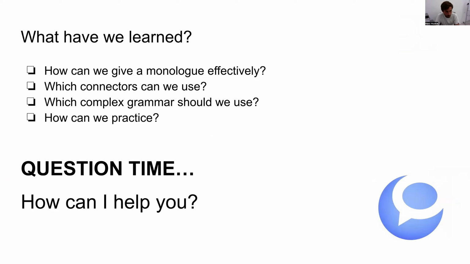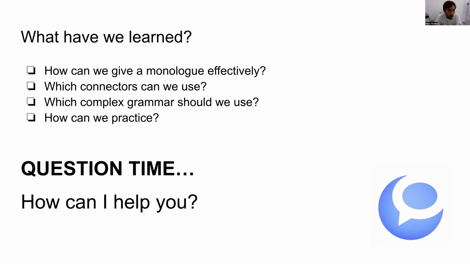Which connectors can we use? We saw a variety of connectors. You must use a wide range of connectors, so 7, 8 different connectors. You also need to use some complex grammar. So which complex grammar can you use? Passives, relative clauses, modal verbs, inversions, cleft sentences, conditionals. You could also use wish if you wish.